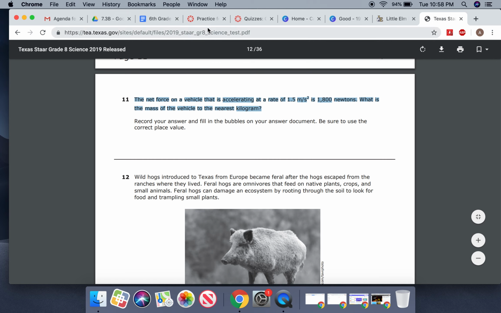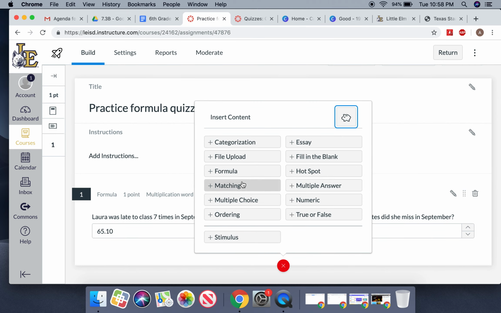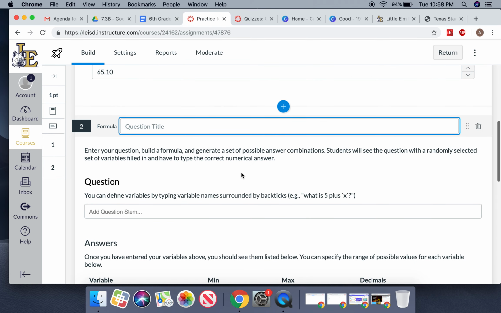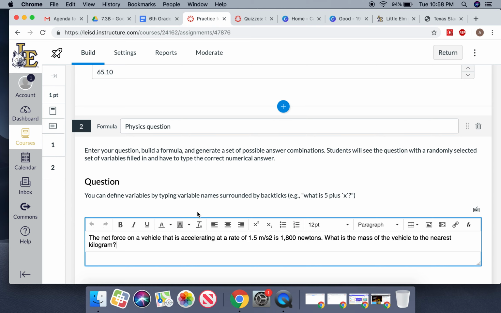Let's see if I can copy this over. Open formula quiz. Let's say physics question. So we type in our question. Accelerating at a rate of 1.5 meters per second squared is 1,800 newtons. What is the mass of the vehicle to the nearest kilogram?